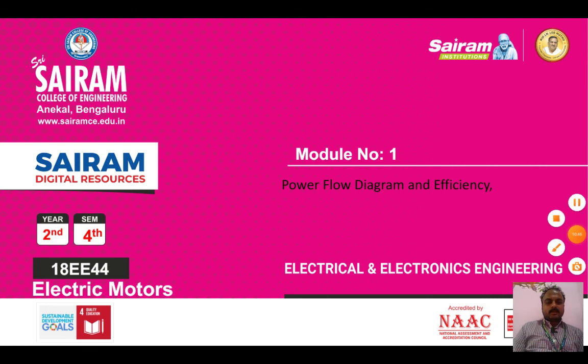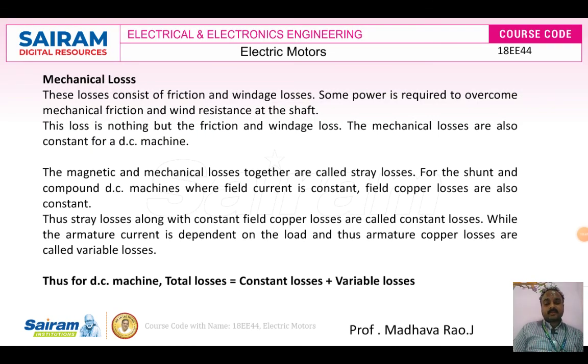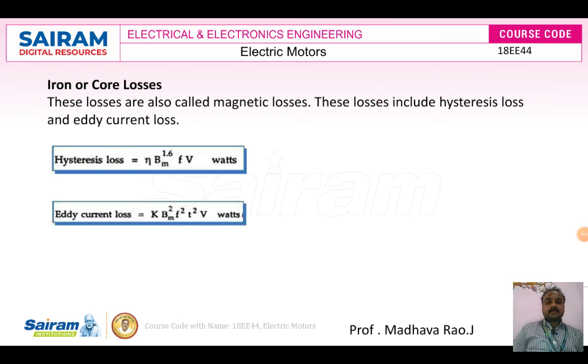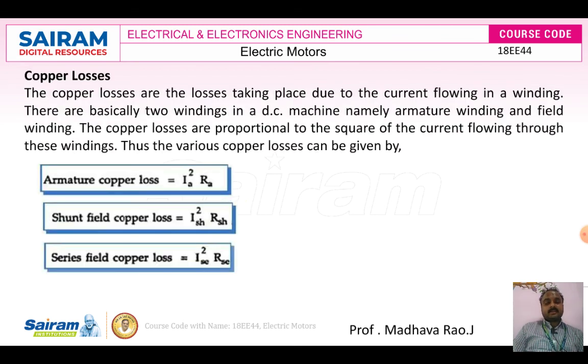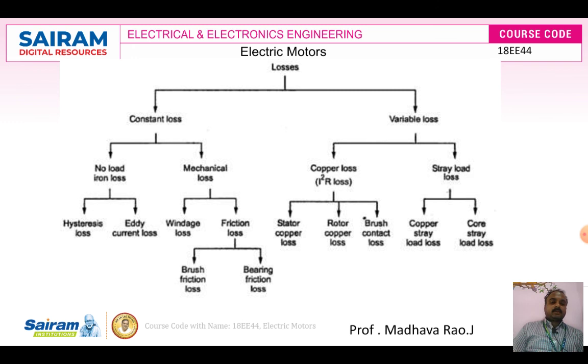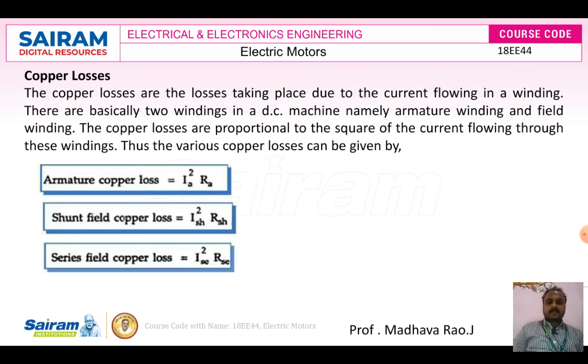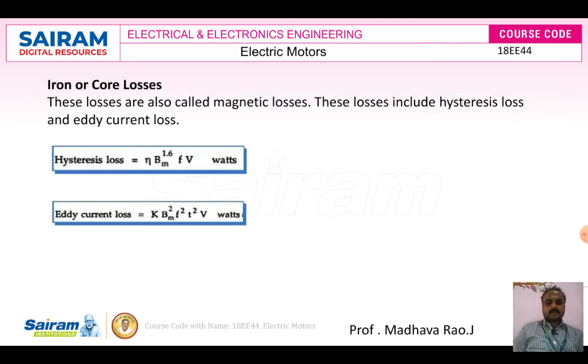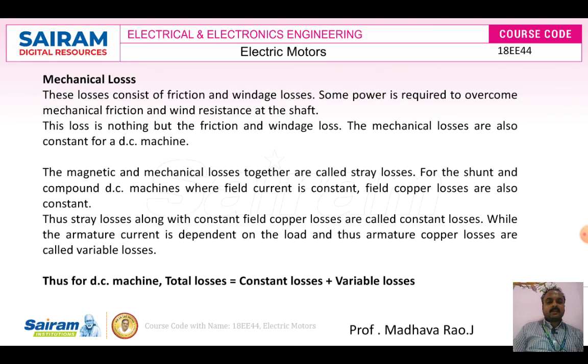And this is about the various losses that occur in a DC machine, either a DC generator or DC motor. This is also one of the important questions. You have to explain both copper losses and iron losses, and mechanical losses as well. Three types of losses we have to explain, right?